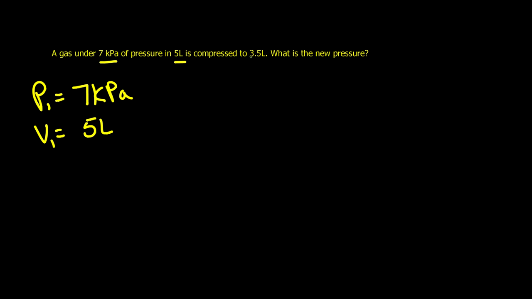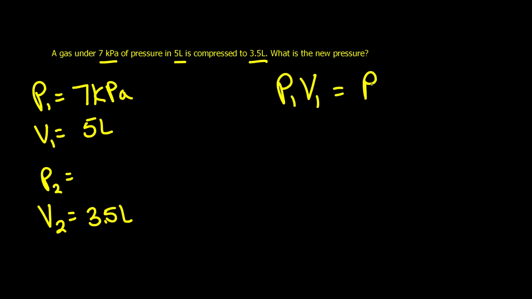We compress the volume to 3.5 liters. So I'm going to call this volume 2 since I compressed it. That's going to be 3.5 liters. Again, I know it's volume because of the liter sign. What is the new pressure? So I'm looking for pressure 2. All right, there are our variables. Now let's write our formula, which is P1 times V1 equals P2 times V2, and then plug in our values. P1 is 7, V1 is 5, P2 is X, and V2 is 3.5.